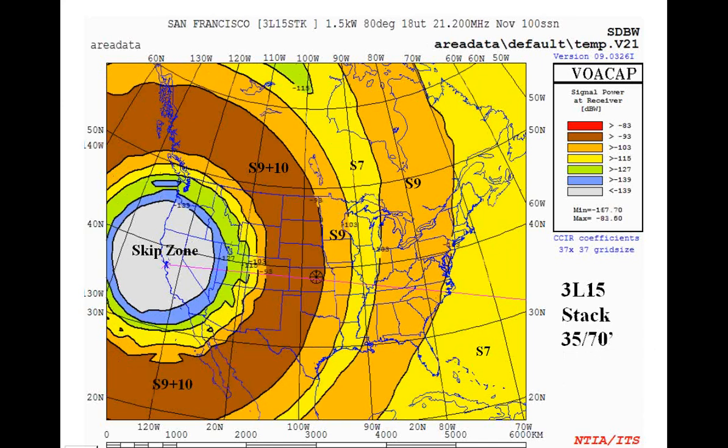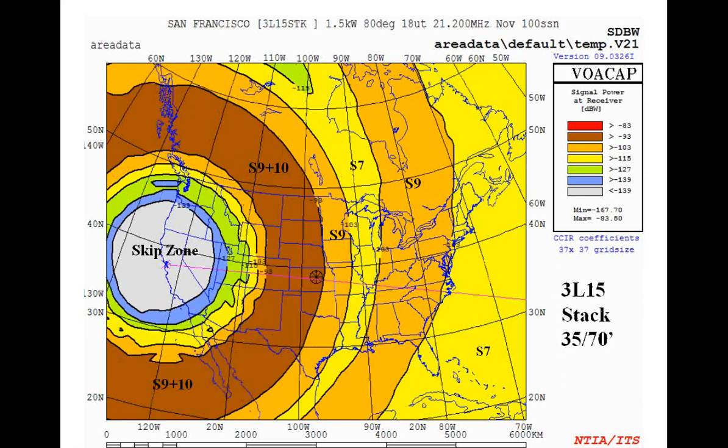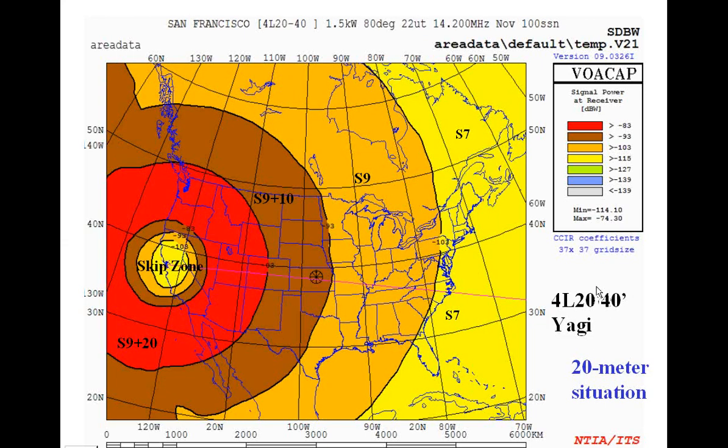Now compare, this is the 35, 70 foot 3-element 15-meter stack. This is the 5 over 5 over 5 stack, and you'll notice that this hole, this belt of coverage, is better covered by the big stack because it's got higher antennas at the top. Okay, that was 15 meters. Let's look at 20 meters.